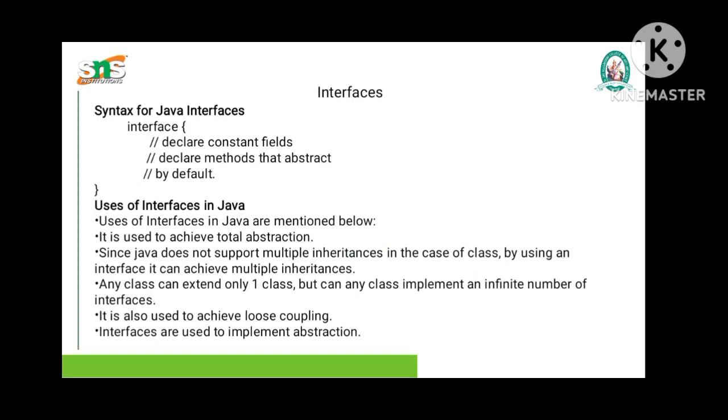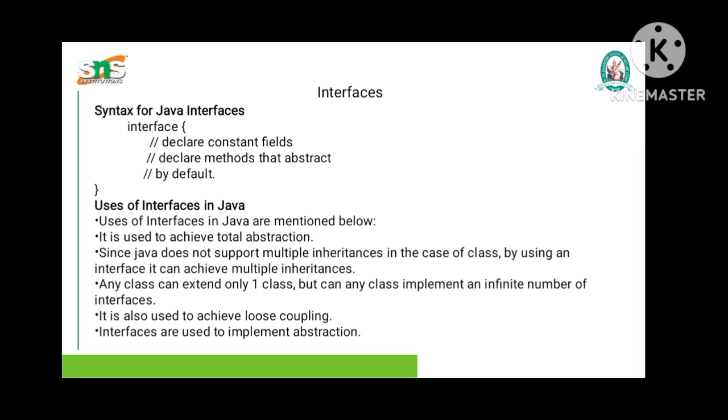Next is the syntax for Java interfaces. To declare an interface, use the interface keyword. It is used to provide total abstraction in Java. That means all the methods in an interface are declared with an empty body and are public, and all the fields are public, static, and final by default. A class that implements an interface must implement all the methods declared in that interface. To implement the interface, use the implements keyword.